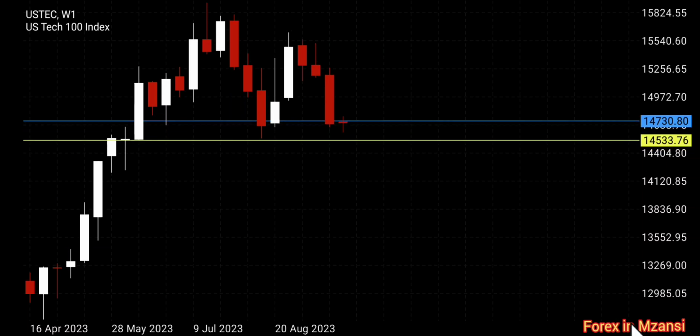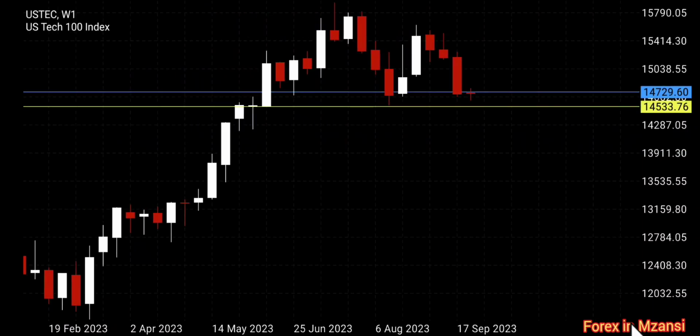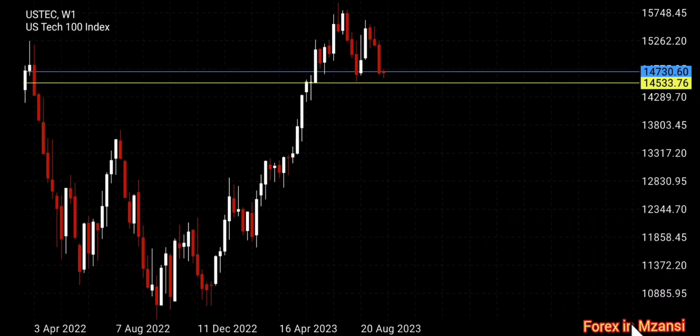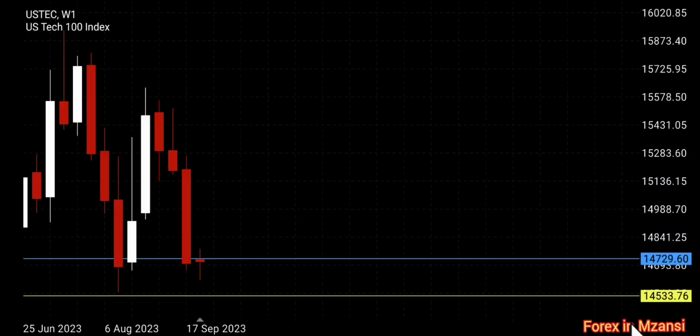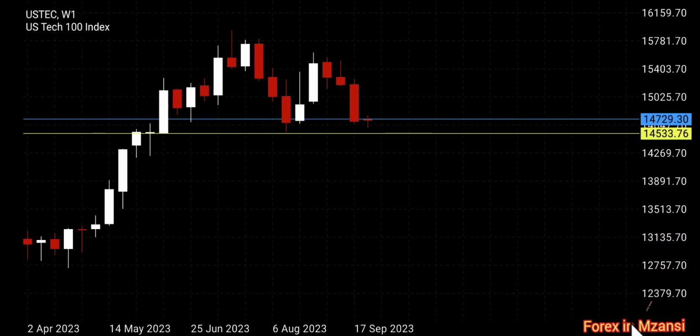So let's check what we have on weekly. This is the structure we have on weekly, and we can see that when the price was moving to the upside, it was a very smooth trend. It kept moving all the way up, and when we got to the daily, monthly area of resistance, that's when we got this bearish rejection candlestick. So this one makes sense.